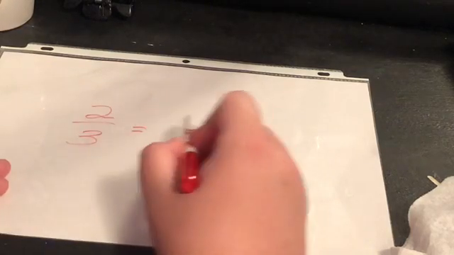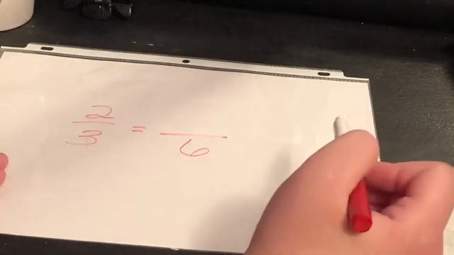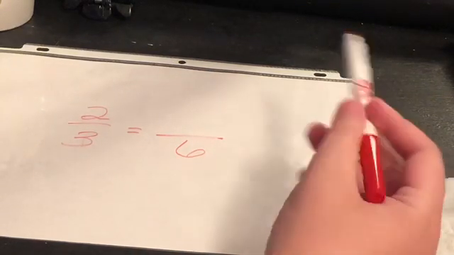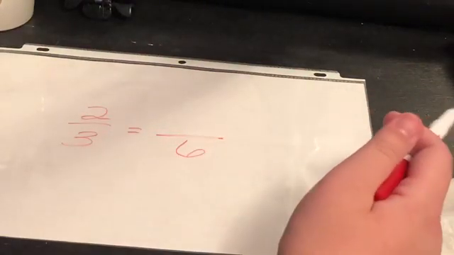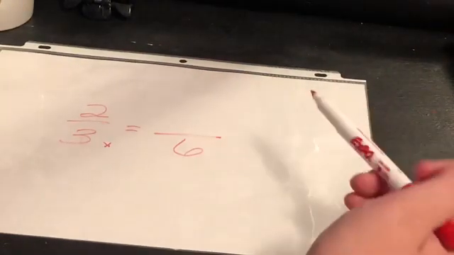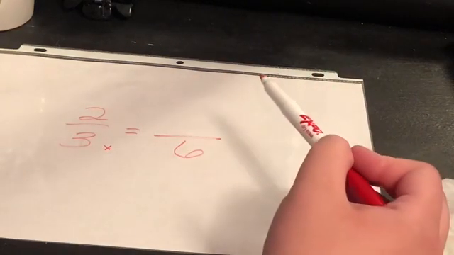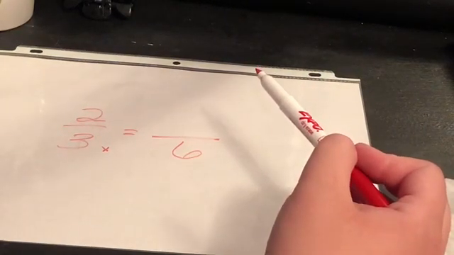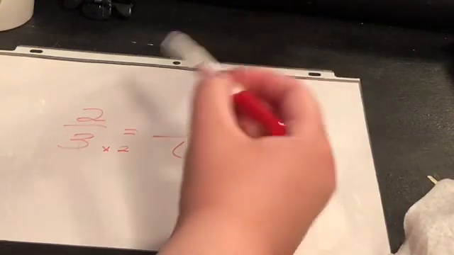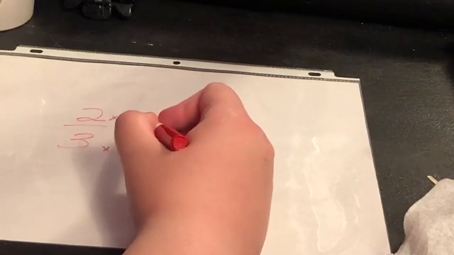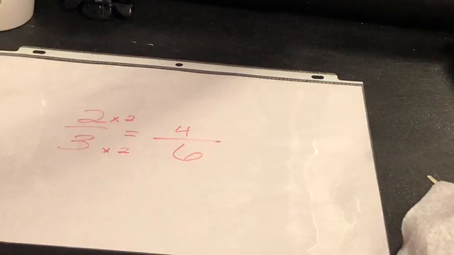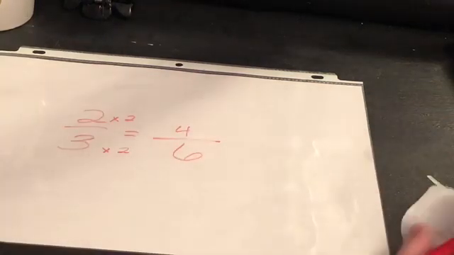2/3 is equal to blank over 6. Alright? So, if we're going from smaller to bigger, what are we going to do? We're going to multiply. Well, what can we multiply 3 by to equal 6? 3 times 1 is 3. 3 times 2 equals 6. So, it's going to be times 2. We know we're going to have to do the same up here. 2 times 2 equals 4. So an equivalent fraction to 2/3 is 4/6.